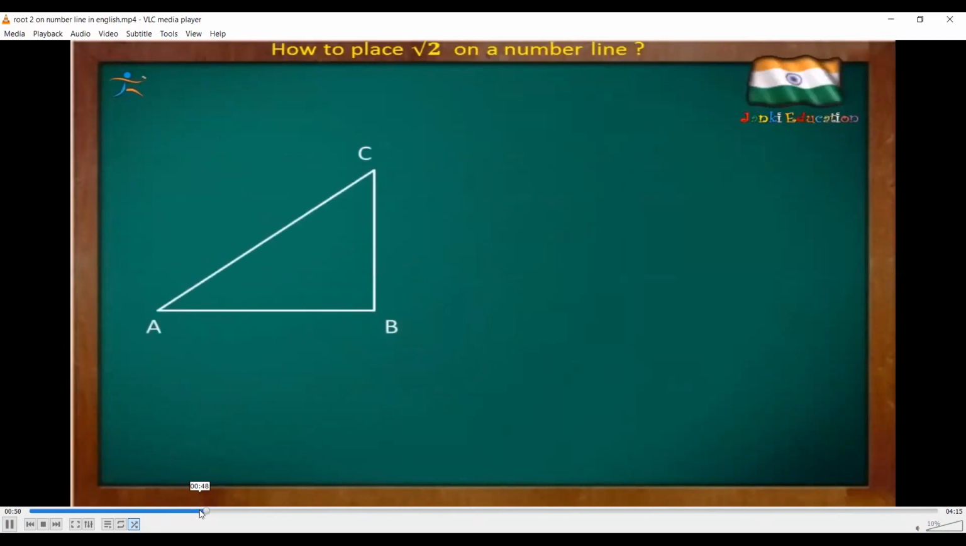So you know, in a right angle triangle ABC, suppose this side is 1 and this side is 1. What is this length? You have to apply Pythagoras theorem. If you apply Pythagoras theorem, what do you get? Suppose A is 1 centimeter and B is 1 centimeter, then C using Pythagoras theorem is what?